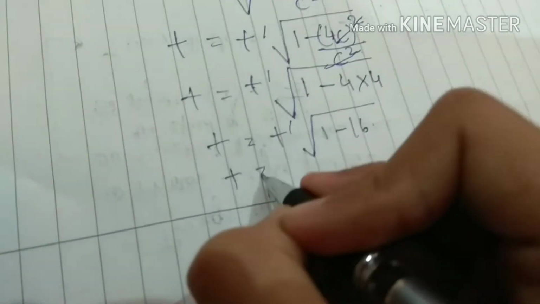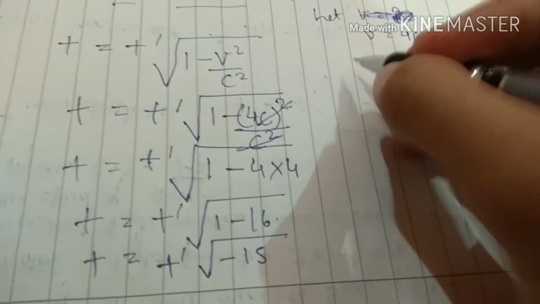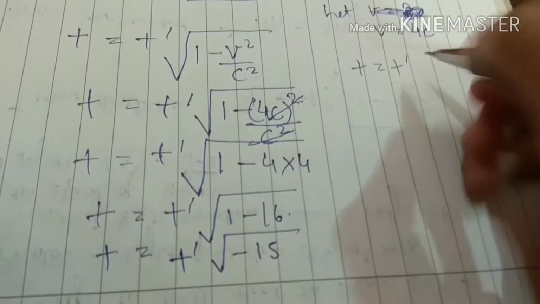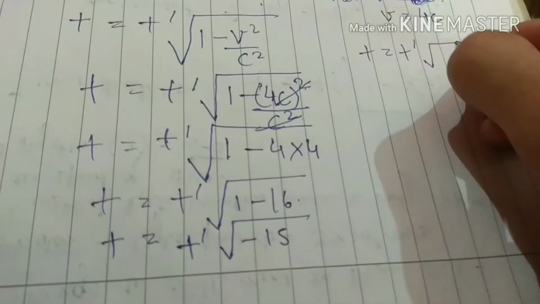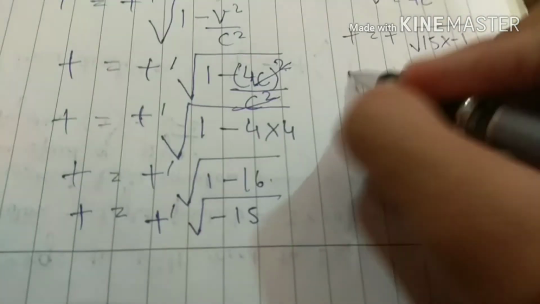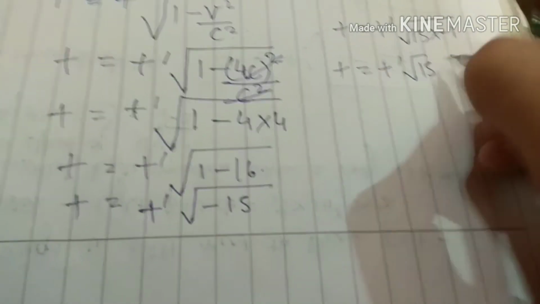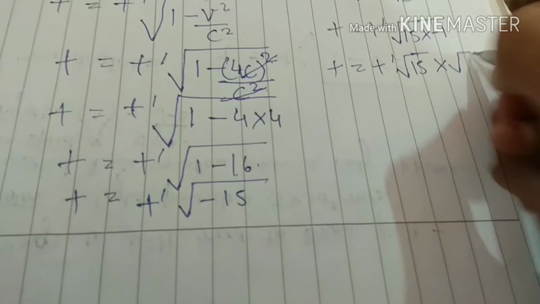What the heck does that mean? It's actually minus 15, or negative 15. OMG, we have got a kind of number where we have to take the square root of a negative. Okay, so let's take this as t is equal to t prime under root 15 into negative 1.